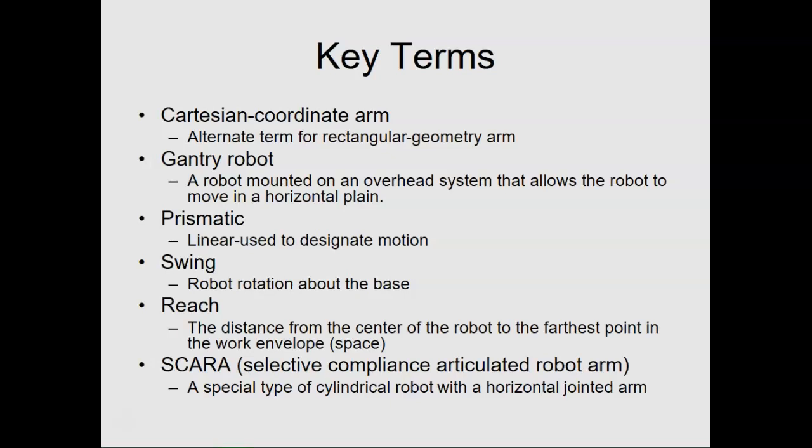You have prismatic, where it uses lines to designate motion. Swing, which is rotation around the robot base. Reach is the distance from the center of the robot to the furthest point in its workspace. So in other words, what is your reach where you're sitting? It's from the center of your body to the tip of your fingers. Does it make sense? And then you have SCARA. Now, this is a selective compliance articulated robot arm. We'll talk a little more about that here in a minute.